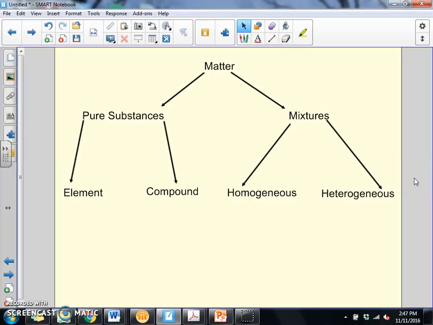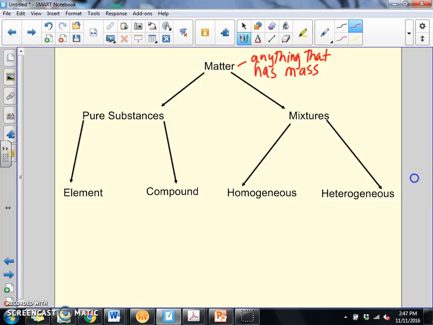This video segment will be about matter and its different classifications. So, the first thing that we want to do is review what matter is. Matter is anything that has mass and takes up space.